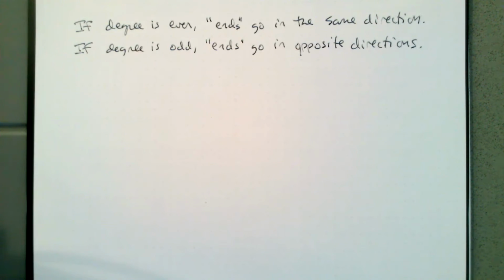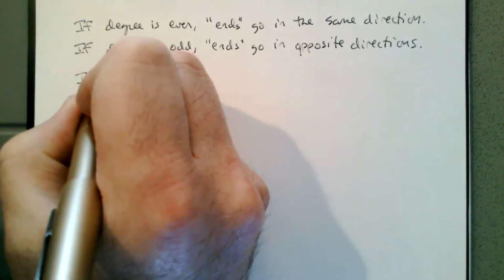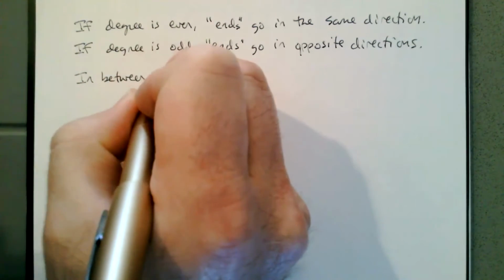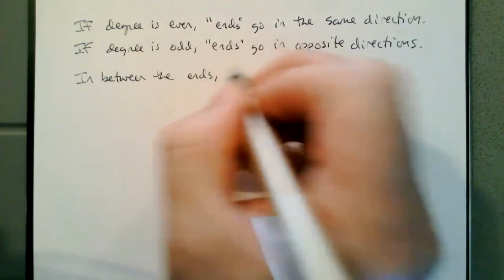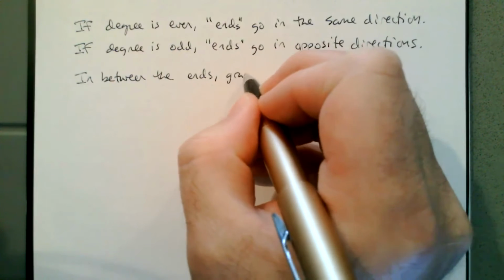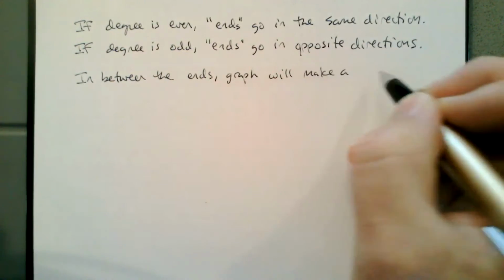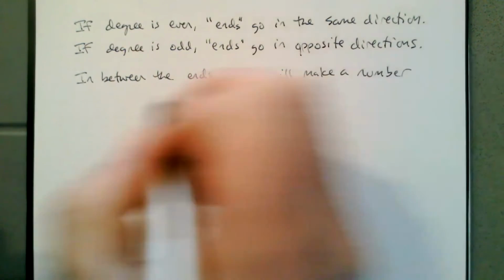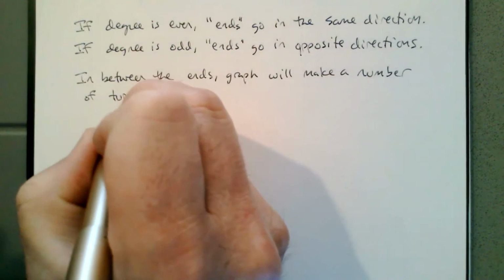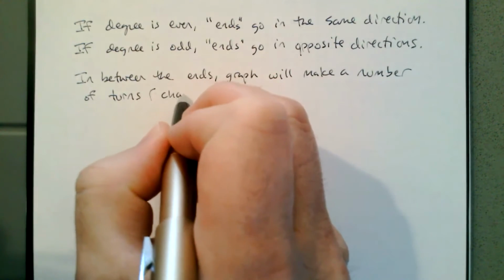In between the ends, the polynomial will make a number of turns. Turns, by turns, I just mean changes in direction.